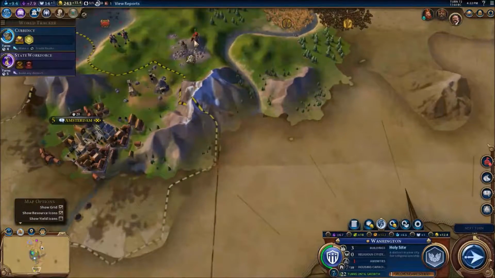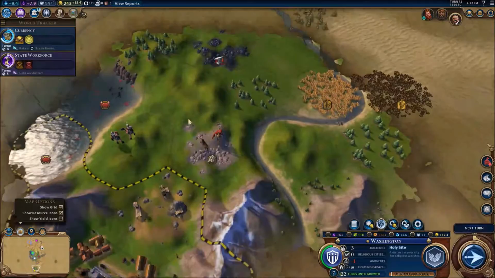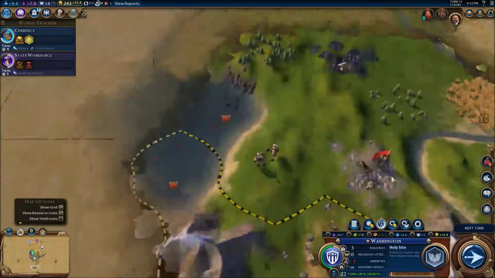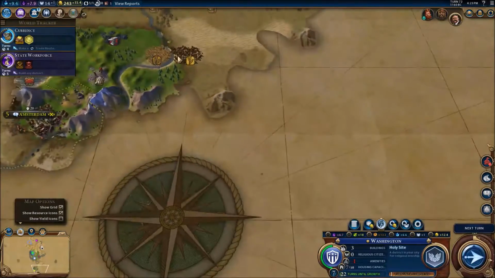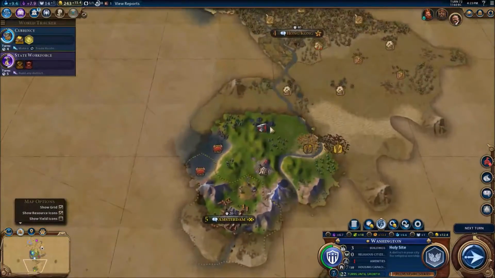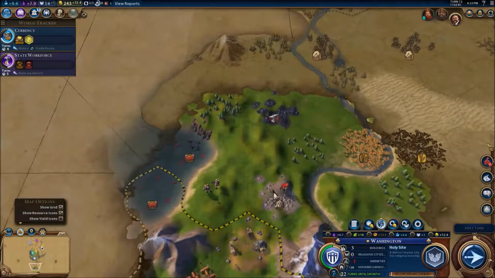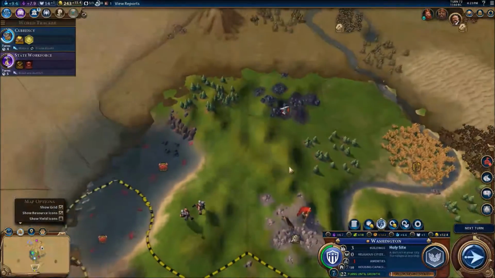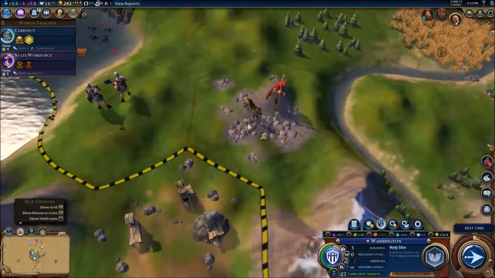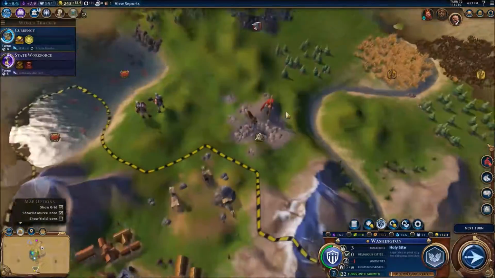Where's our scout? That's not our scout. Where is our scout? We had a scout around here somewhere. I hope I didn't kill him. Interesting. Maybe he got converted. Because that used to be our scout, but now he's showing barbarian, which is odd.